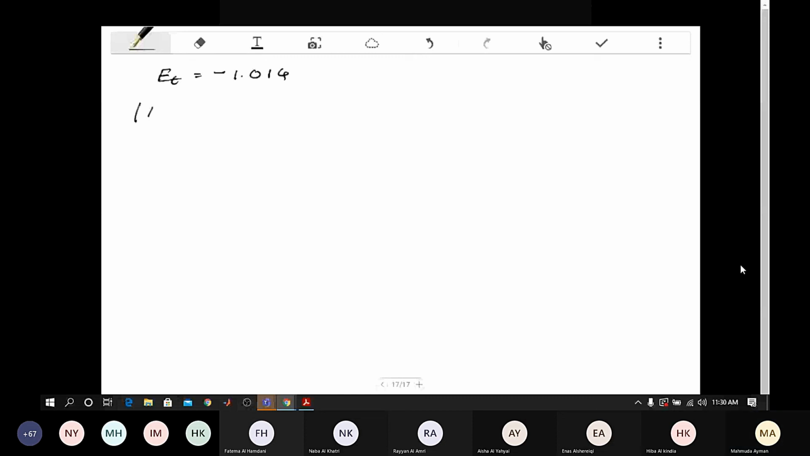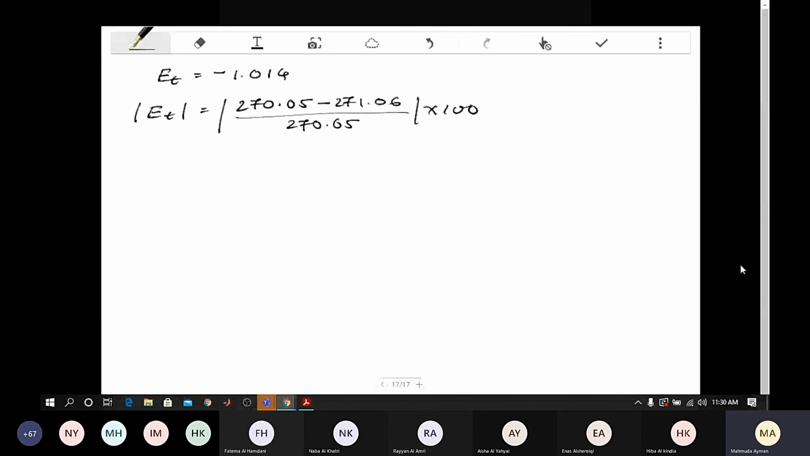So that's absolute value of 270.05 minus 271.06 divided by 270.05 times 100. So that's correct answer, Rauda and Ryan. That's correct. So we have here 0.375%.